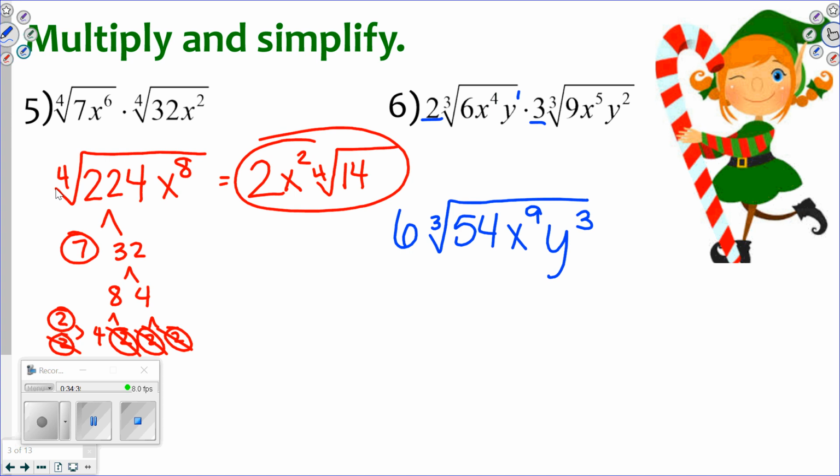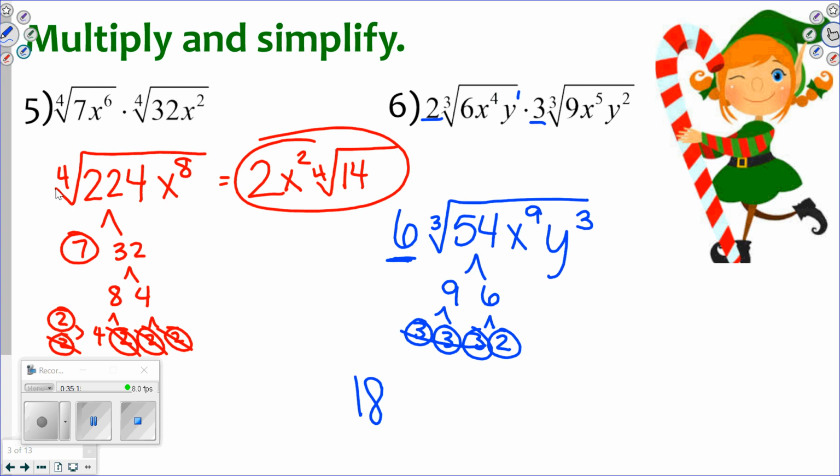Not perfect, so we'll do our factor tree. How many do I need in a group? I need 3. So I have a group of 3 3s. That means a 3 comes outside, and it's going to multiply by the 6, so we're going to have 18. I want to make sure everybody saw what I just did. We had a group of 3s. They came outside, but they multiplied by the 6 that was already there. 3 times 6 is 18.